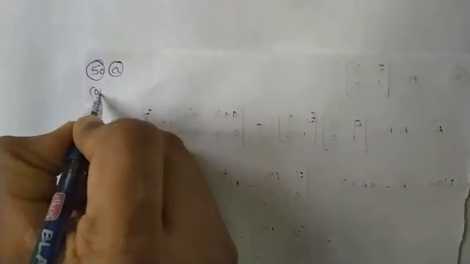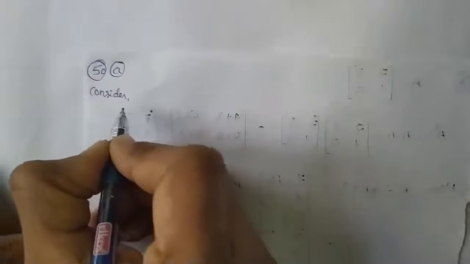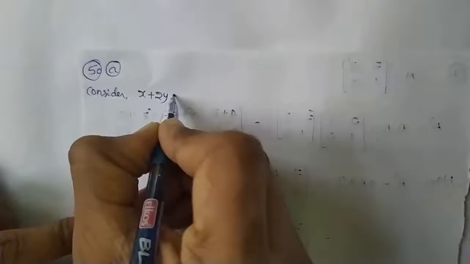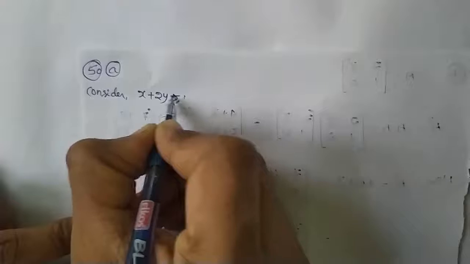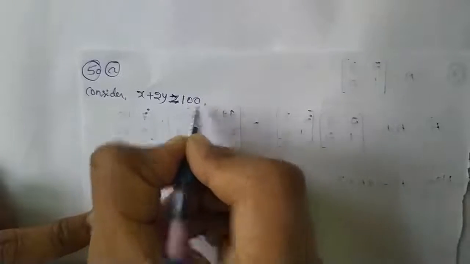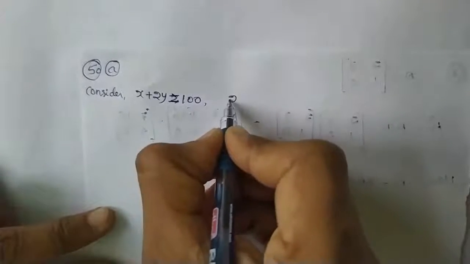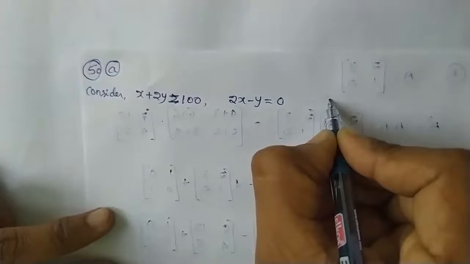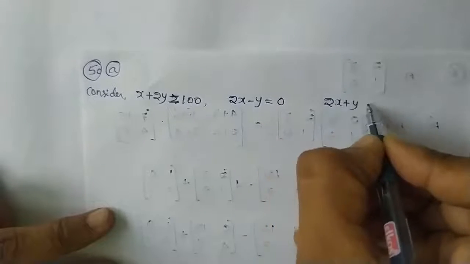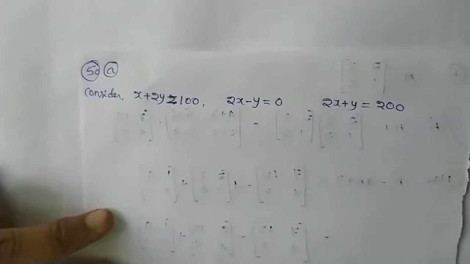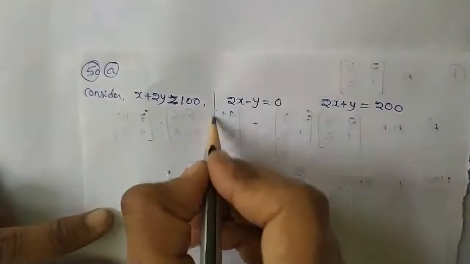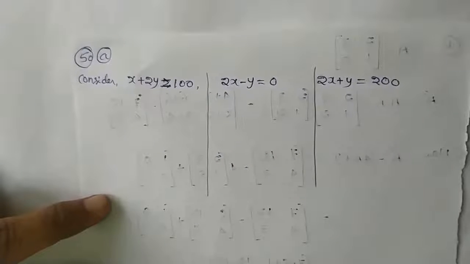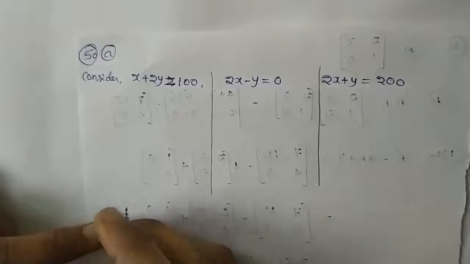So let us consider x plus 2y greater than or equals to 100. So we need to consider equals to 100. Next 2x minus y equals to 0. Next 2x plus y equals to 200. These are the restrictions they have given along with non-negative restrictions.